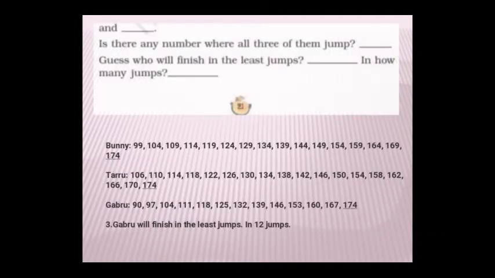Next, is there any number where all three of them jump? See, all three, that is Gabru, Bunny and Taru, all three of them jump on the number 174. You can see here, only 174, all three are jumping on the number 174. I have underlined it here, you can check.